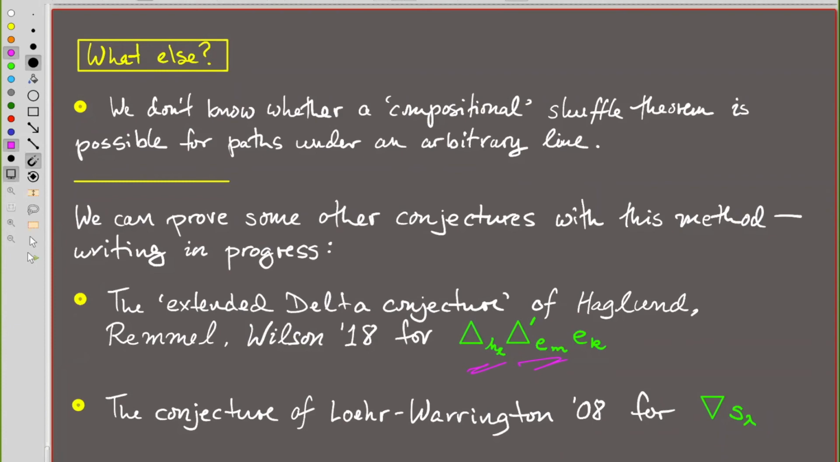And we can also finally get the conjecture of Loehr-Warrington for nabla applied to a Schur function, which, again, was a conjecture that this is equal to a combinatorial expression involving arrangements of nested lattice paths, but again, essentially a sum of LLT polynomials indexed by lattice paths. So that's all I have to say.